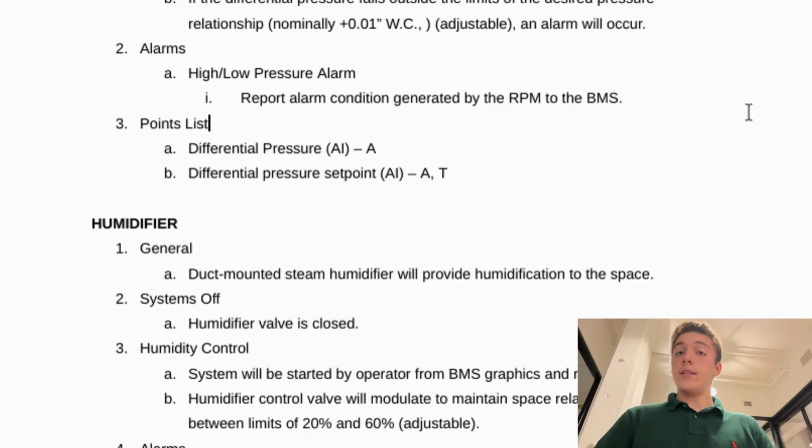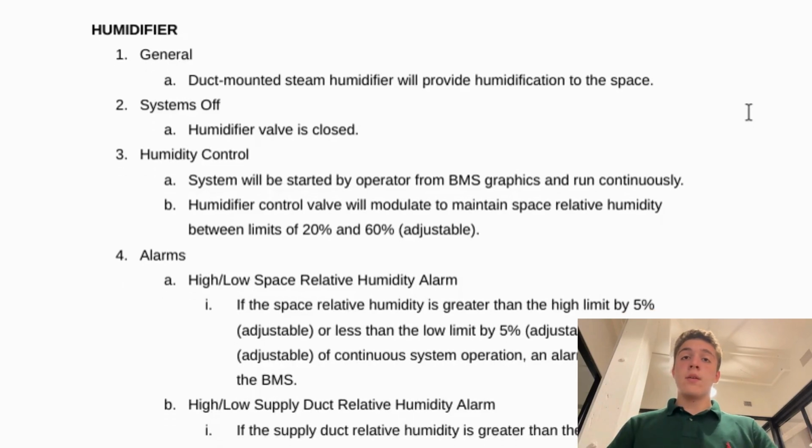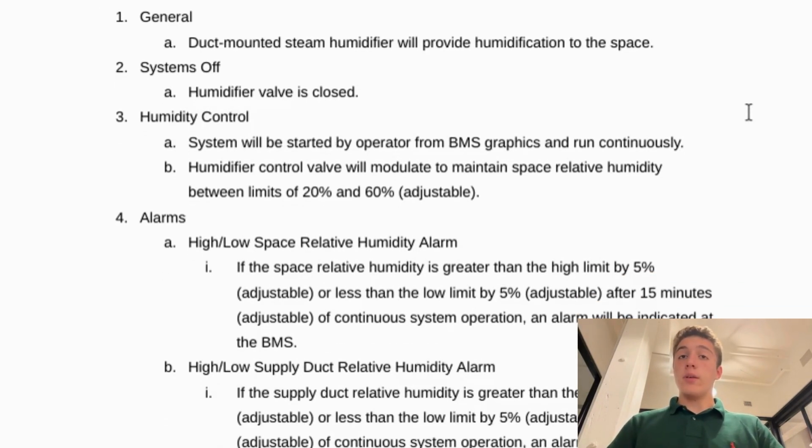These are both AIs. The differential pressure will be linked to an alarm, but the set point will be available in histories. Humidifier will provide humidification to the space. When the system is off, the humidifier valve will be closed.